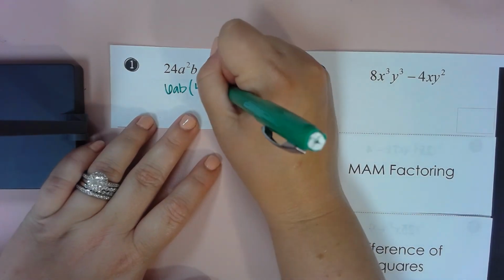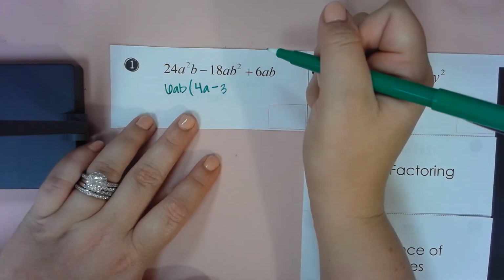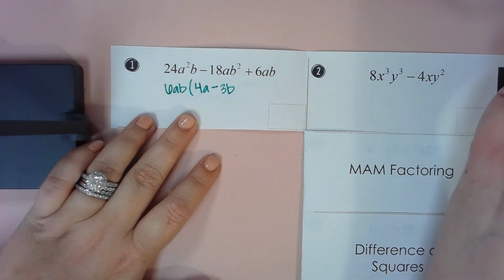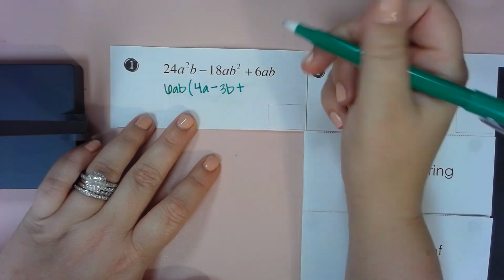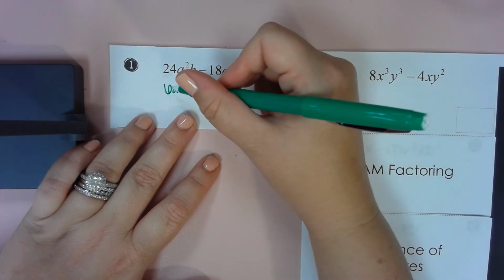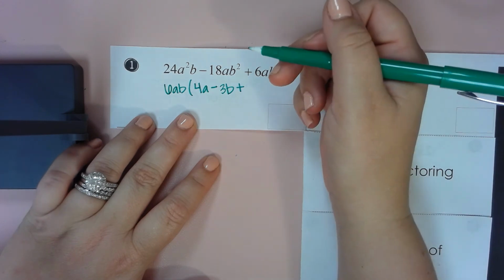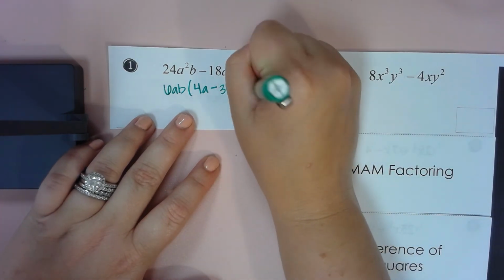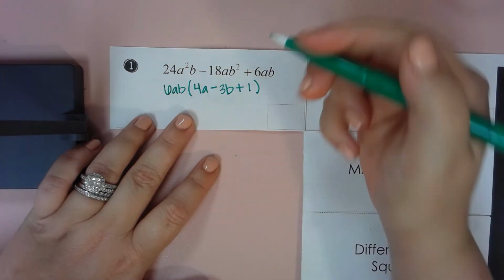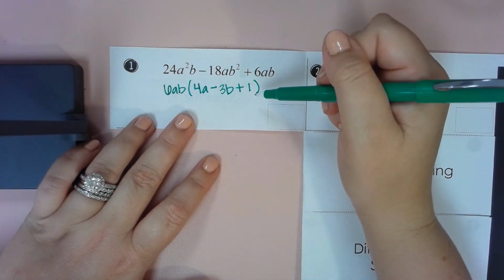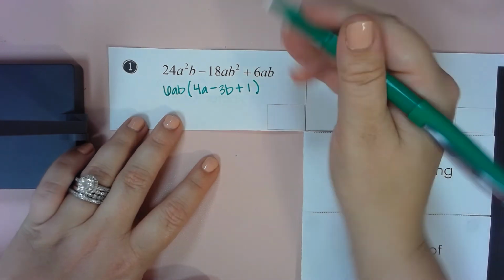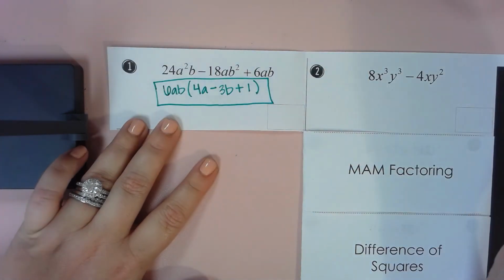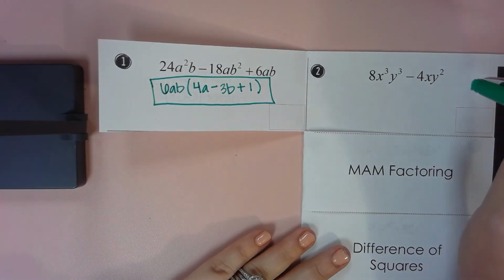18 divided by 6 is 3. A divided by A, the A is gone. B squared divided by B is just B. Bring down your plus. 6AB divided by 6AB is not 0, it is 1. If you were to take 6 and divide by 6 in your calculator, you would get a 1. And then I look within the parentheses to make sure there's nothing else I can do. There is not, so 6AB parentheses 4A minus 3B plus 1 is my final answer.